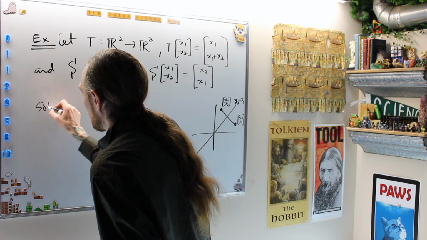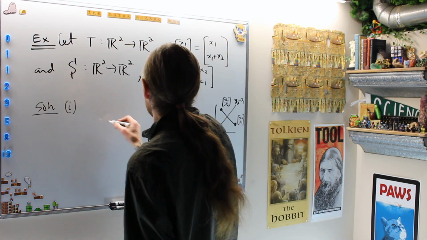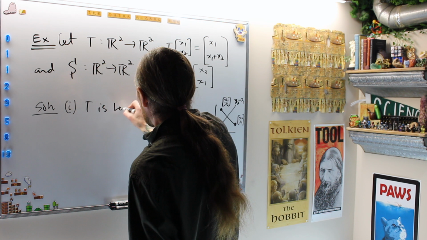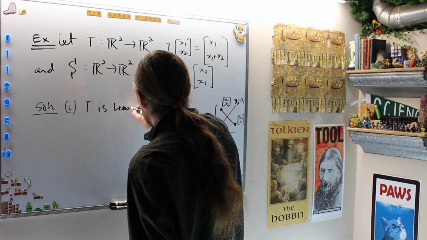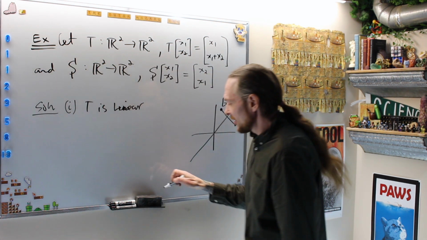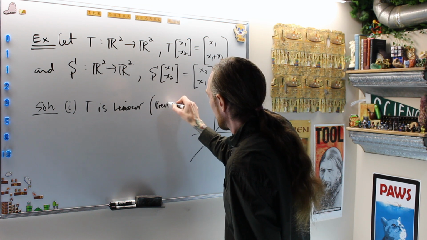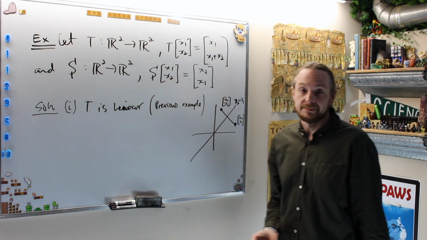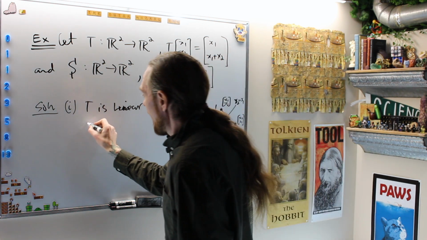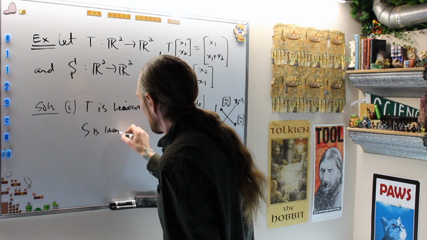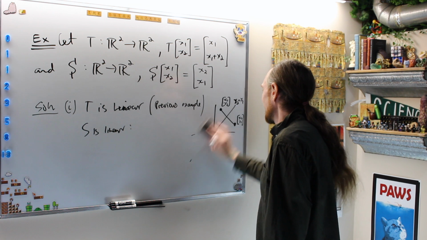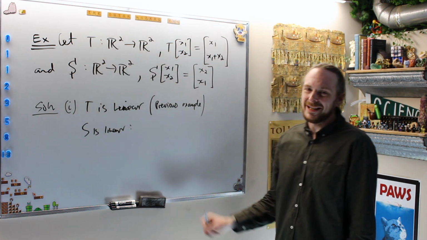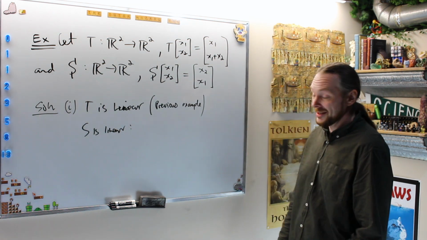Solution. 1. T is linear from the previous problem. Why would I do it again? S is linear. Why? Technically I didn't show it, so I know it is, but I didn't convince you, so let's do that quickly.